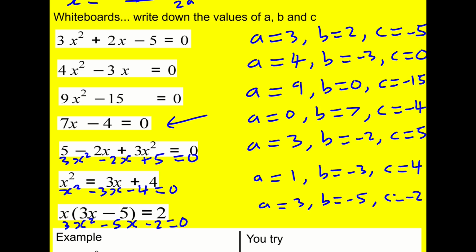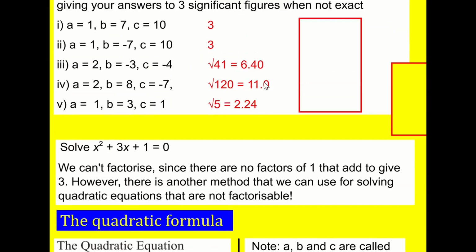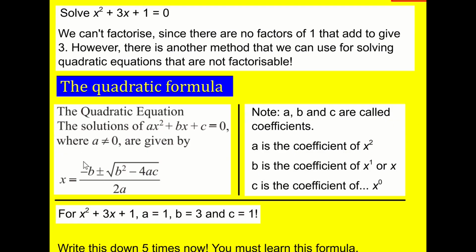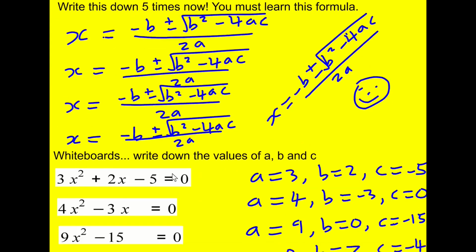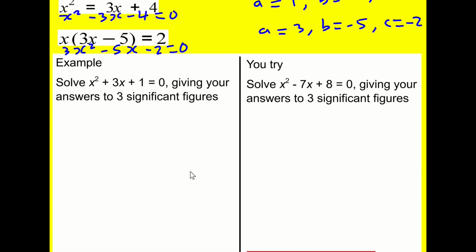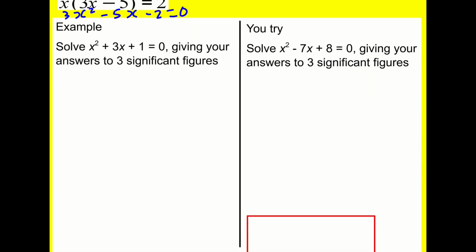I'm trying to take it slowly just so you're confident, and now, once you've got that, all you need to do is substitute it into our formula and do a little bit more. Like you've got to do the minus b, the plus and the minus, and the divide by 2a. Let me show you. So let's do one example.